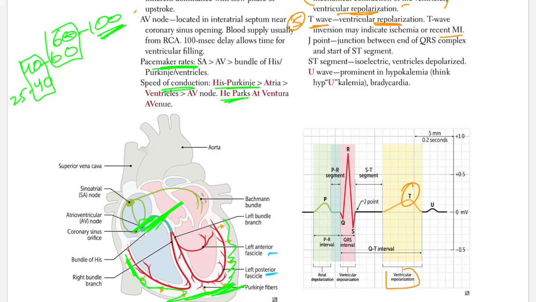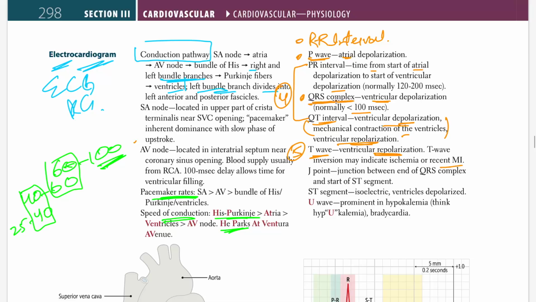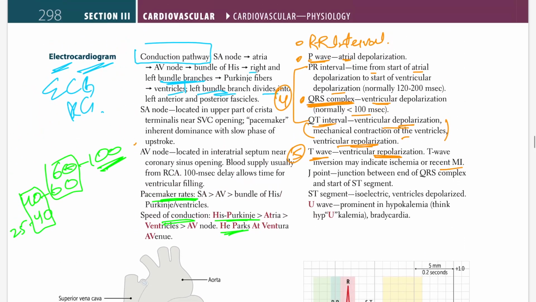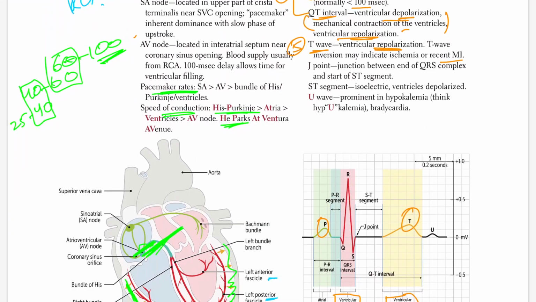If I ask you, okay, what is specific for atrial depolarization, you will say P wave. If I say specifically, what is specific for ventricular depolarization, you will say QRS. Right here, QRS complex. If I say specifically, what is specific for ventricular repolarization, you will say T wave. It's a bunch of facts that you have to memorize, and that's what we have here.